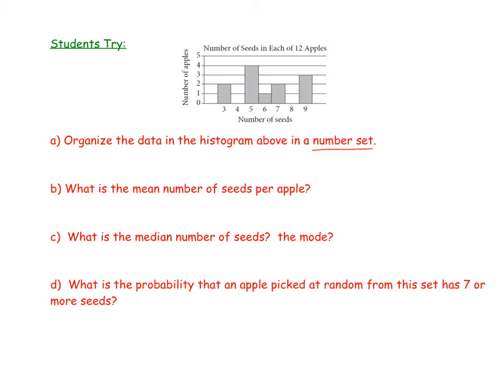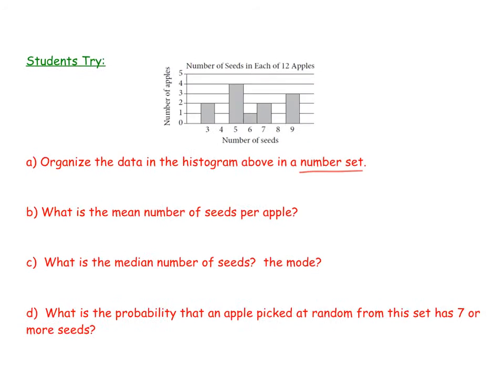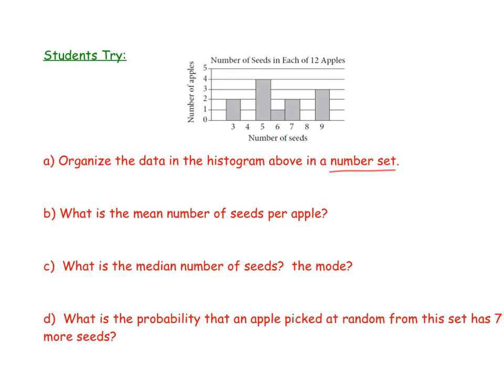So make your table. What is the mean number of seeds per apple? What is the median number of seeds, the mode, and the probability that a random apple has a set of 7 seeds or more? So I'd like you to try this one. We'll pause it, work it out, see if you can figure this out, and then we'll come back. So here's your data. Pause the video, and then we'll come back in whenever you're finished.